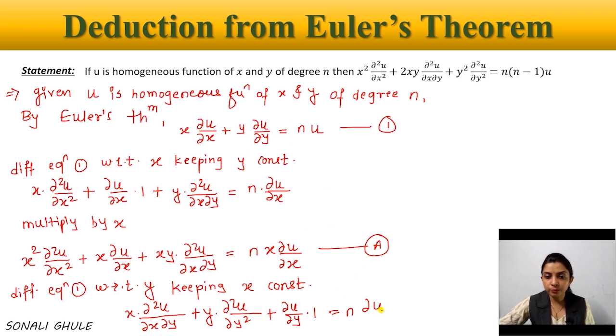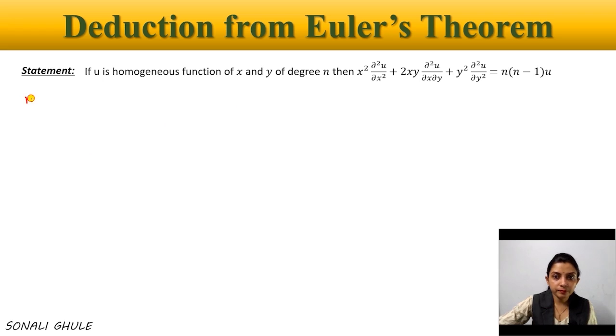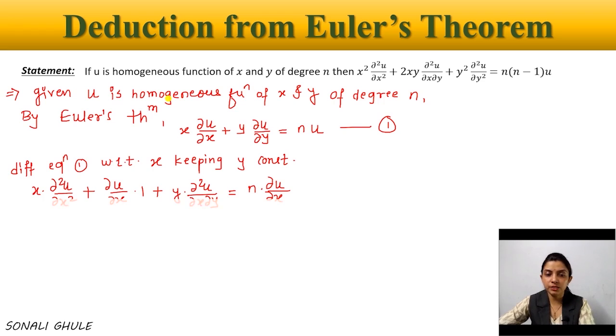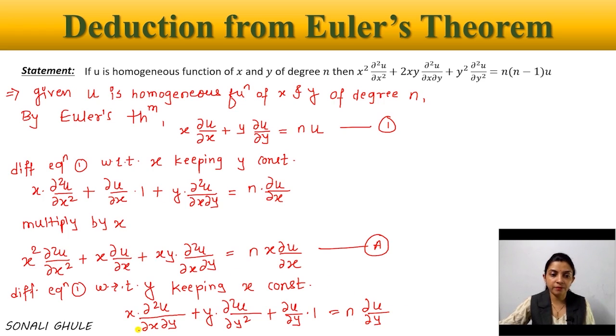So that will give you ∂u/∂y. But if you check your second order derivative of u with respect to y, it is multiplied by y square, and here the second order derivative is multiplied by only y. So I have to multiply this equation by y again. Multiply by y to the equation. Which equation? This equation that we have found right now.